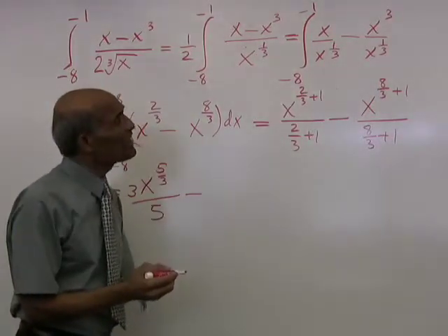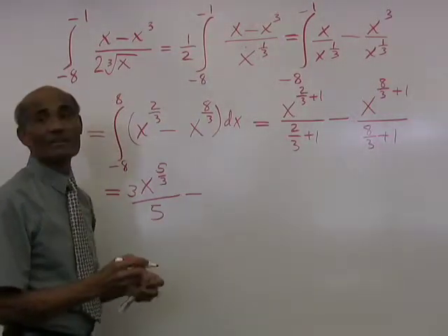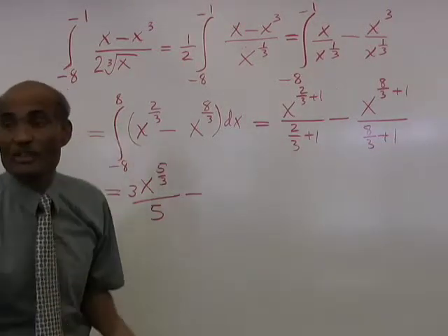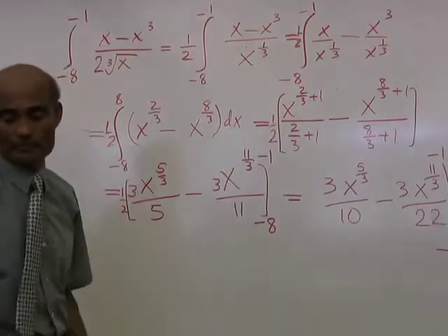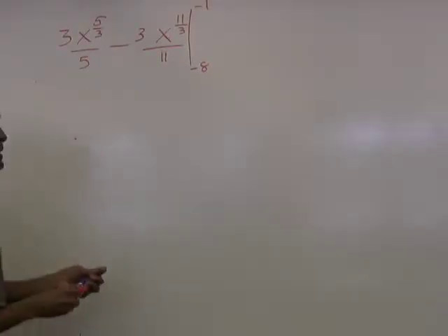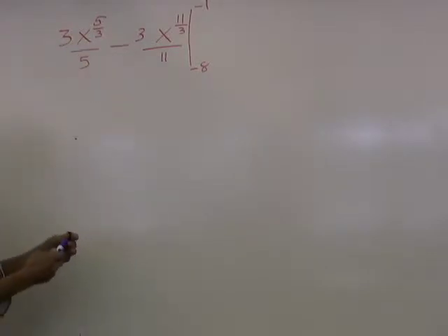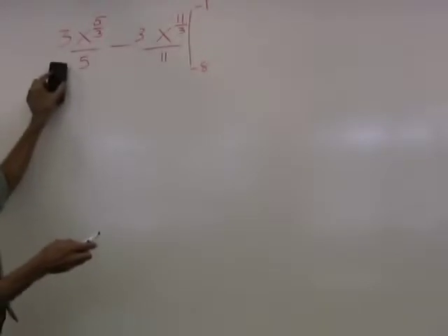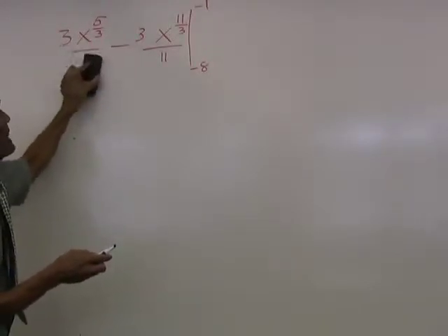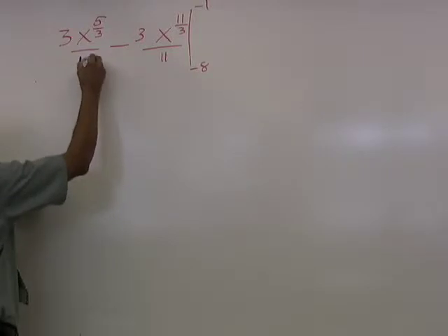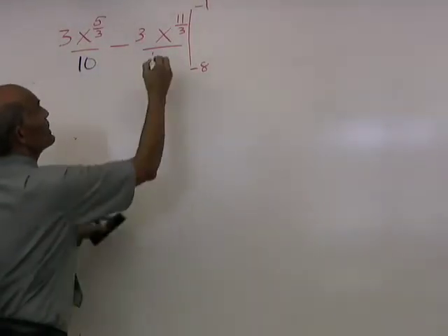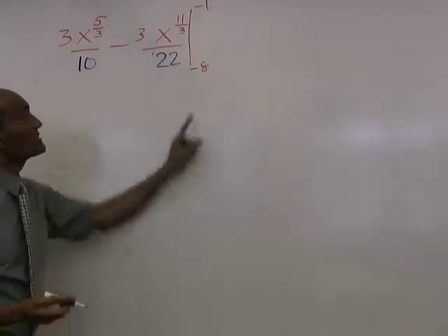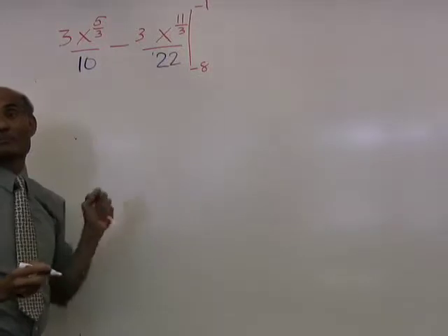What is 8 thirds plus 1? 8 thirds plus 1 is 11 over 3. So now this is what we have: 3x to the power of 5 over 3 over, well, you notice I made a small mistake. We had multiplied by 2, so that becomes 10, and this becomes 22. Alright, now we've got the lower limit -8 and the upper limit -1.